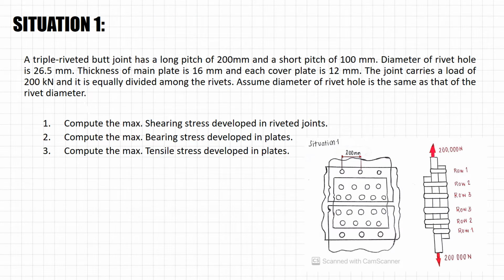Situation number 1. A triple riveted butt joint has a long pitch of 200 mm and a short pitch of 100 mm. Diameter of rivet hole is 26.5 mm, thickness of main plate is 16 mm, and each cover plate is 12 mm. The joint carries a load of 200 kN and it is equally divided among the rivets. Assume the diameter of rivet hole is the same as the rivet diameter. Number 1, compute the max shearing stress developed in riveted joints. Number 2, compute the max bearing stress developed in plates. Number 3, compute the max tensile stress developed in plates.